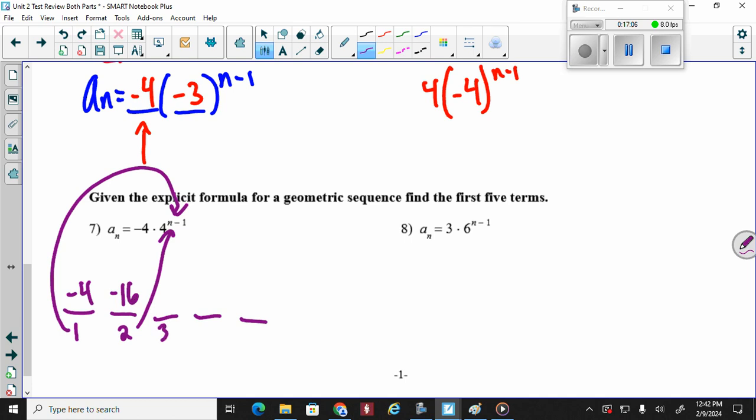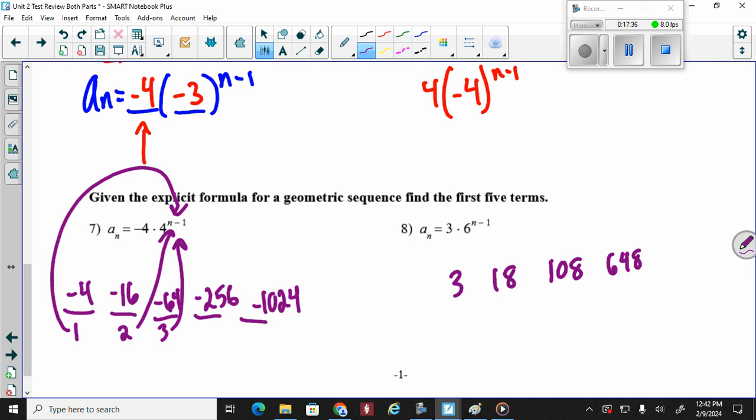And then take your 3, plug it in there, and then you get, I think, negative 64. Let's see. And then you get negative 256, and then you get negative 1024. All right, very simple. Question number 8, I'm just going to go and give the answers. 318, 108, 648, and then lastly would be 3,888.